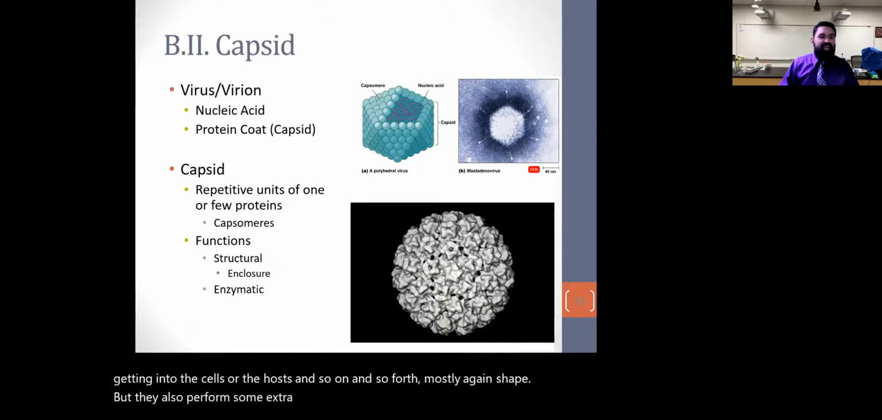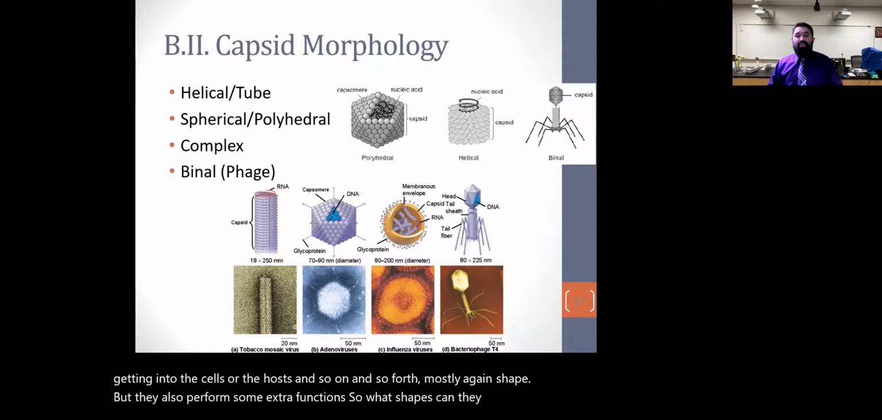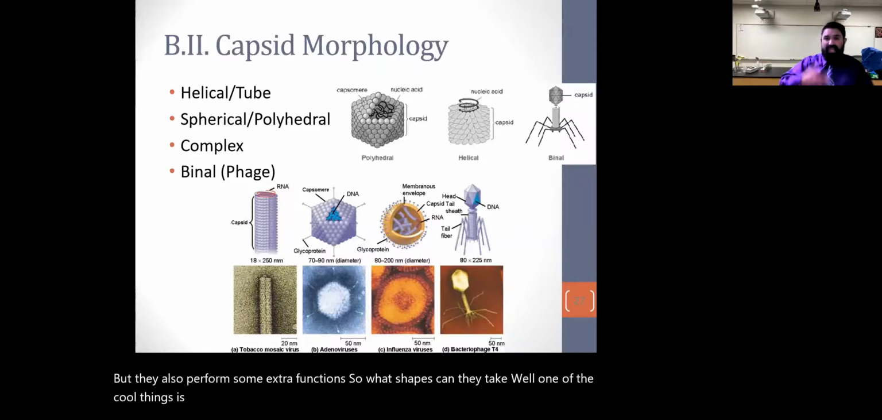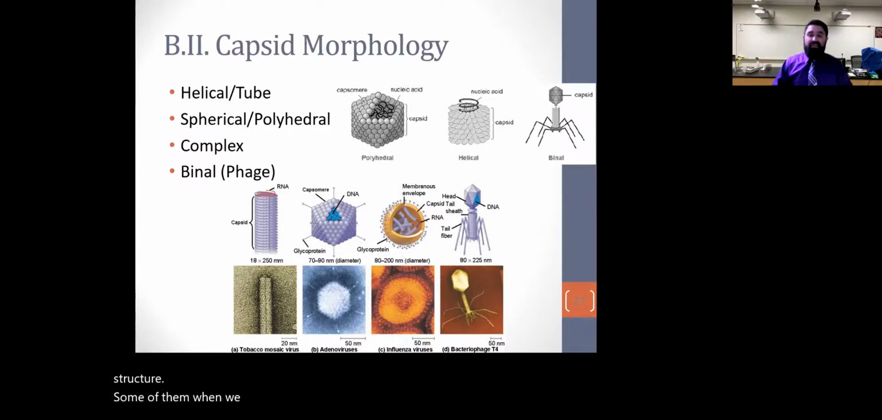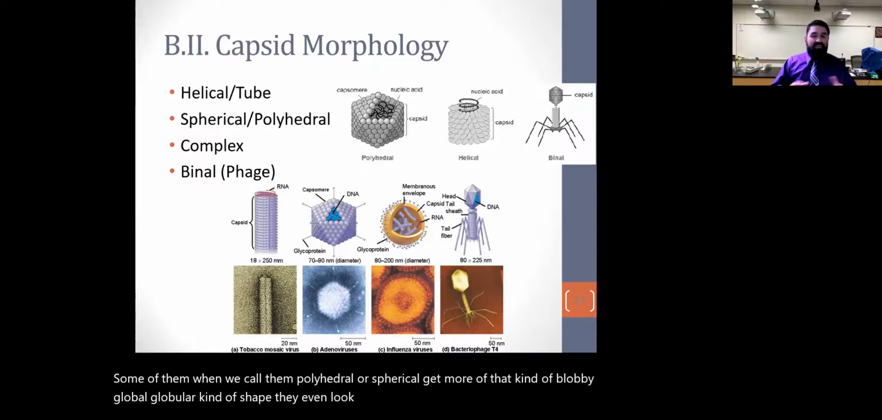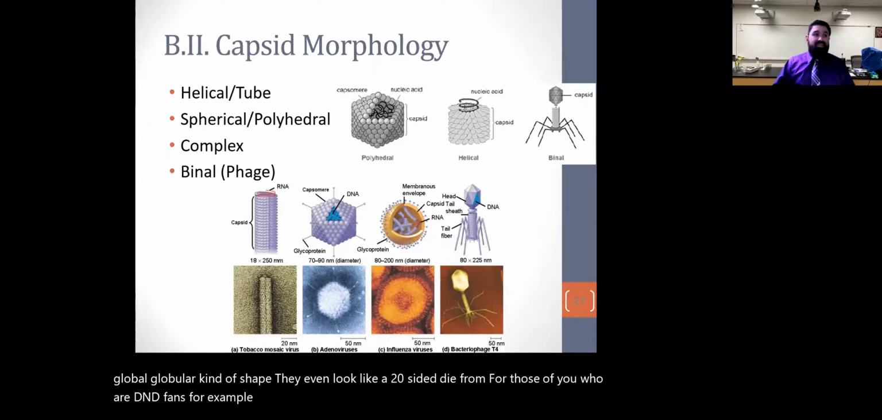So what shapes can they take? Well, one of the cool things is that those capsomeres, those repetitive units of those proteins, can take some really cool shapes. Some of them can look like little tubes in the case of a helical structure. Some of them, when we call them polyhedral or spherical, get more of that blobby, globular kind of shape. They even look like a 20-sided die for those of you who are D&D fans, for example. Some of them just take some really crazy shapes. We usually refer to these as complex.